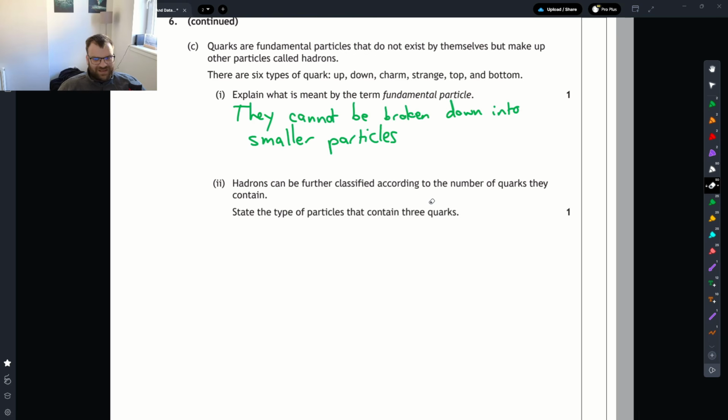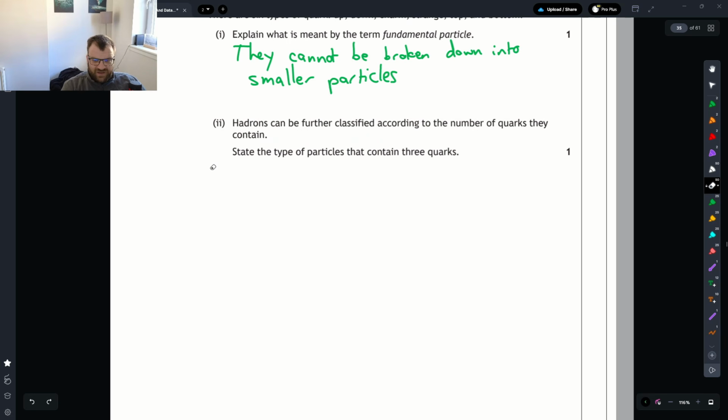And the next one, we're asked about quarks and fundamental particles. They cannot be broken down into any smaller particles. They are not made of any other smaller particles. Here we're asked about 3 quarks. This is either going to be the baryon or the meson. B big, and then M mini, smaller for that one. So that will be the baryons.